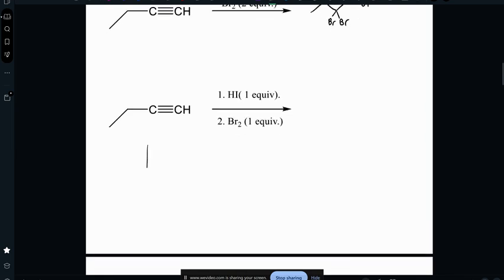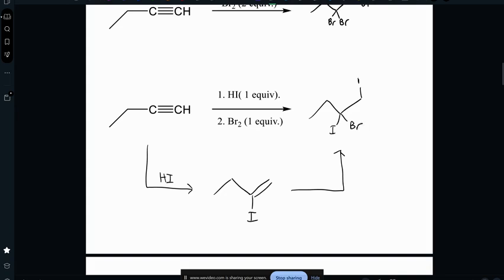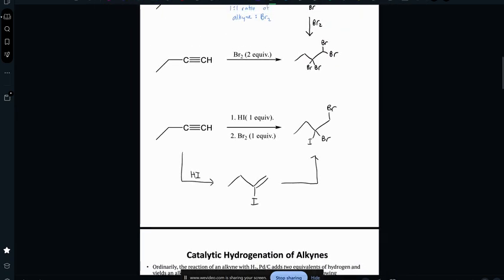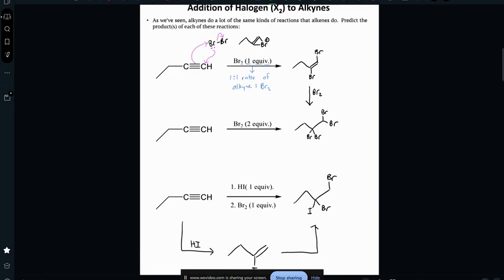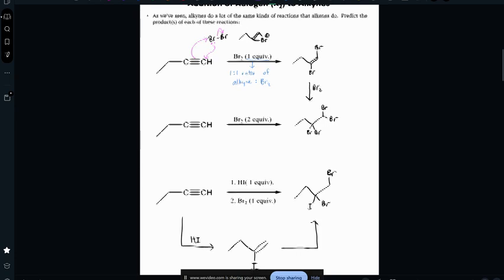What if I were to react my alkyne first with HI? Well, that's going to add H to the less substituted carbon. It's going to add I to the more substituted carbon, give me this intermediate. If I then add Br2 to that, it will add a bromine to each carbon of the double bond. So alkynes will do similar things to what we've seen alkenes do. Don't want to dwell on that point any more than just to give you a few examples like this.